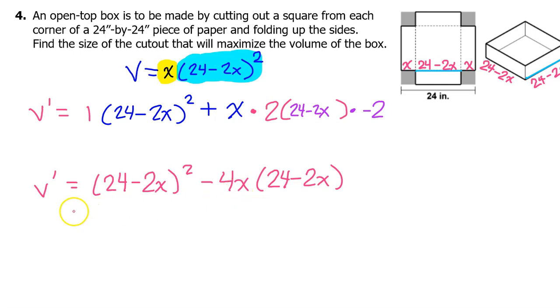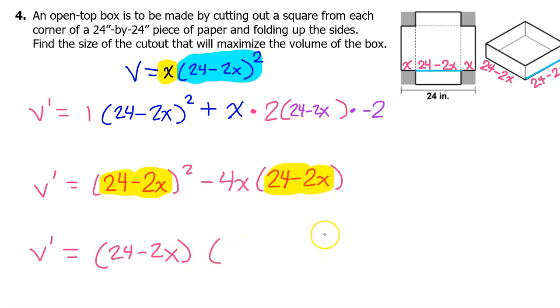Ultimately, we need to find where V prime equals 0 in order to make the V prime sign chart. In this form, it would be a little bit difficult to find where V prime is equal to 0. So let's simplify by factoring out this common factor involving 24 minus 2x. I see this base of 24 minus 2x showing up in both terms. So we should be able to bring that outside of parentheses. Think GCF, greatest common factor. So 24 minus 2x is going to be out in the front of some parentheses.